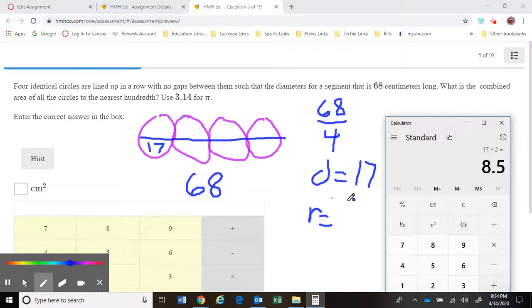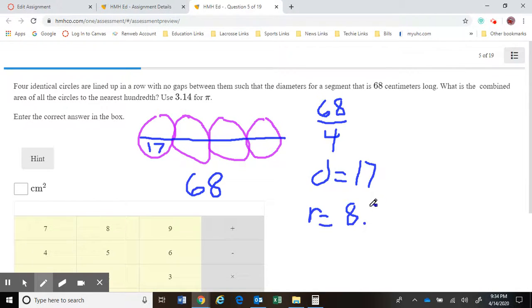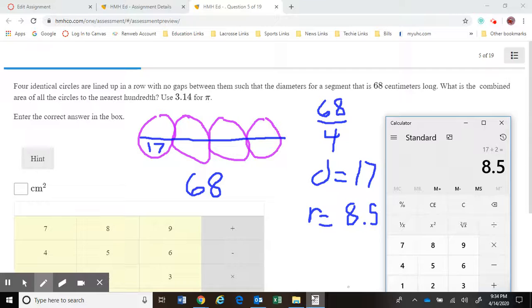17 divided by 2 is 8.5. And now I'm going to do pi r squared. So I'm going to go 8.5 times 8.5 times 3.14. And what do I get? 226.865, right? But is that my answer? Well, no, I need to know all 4 of them, so I need to multiply that number by 4. And then it says to the nearest hundredth, which is 907.46.